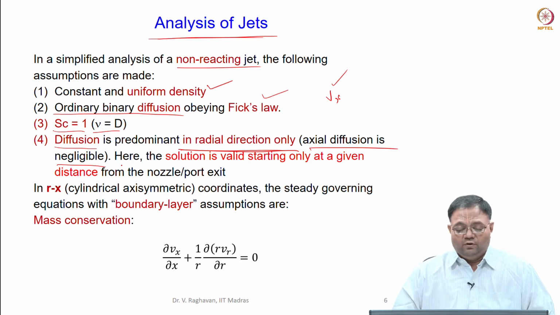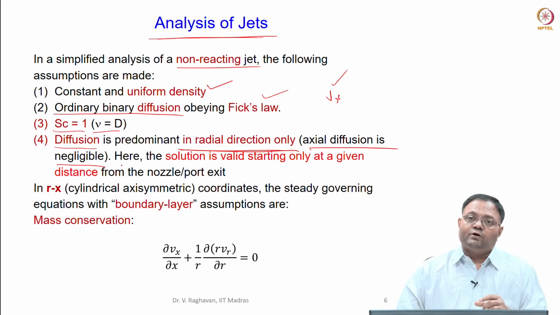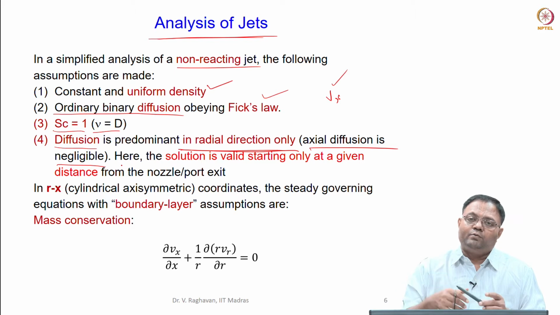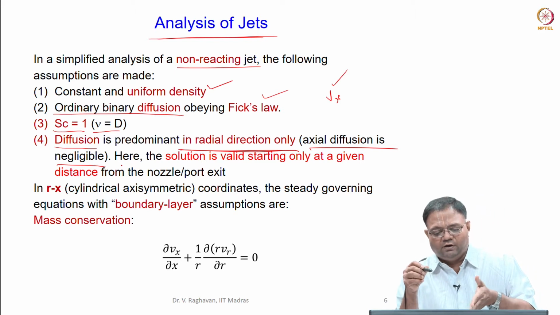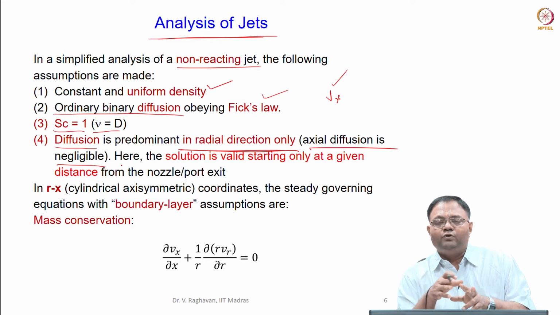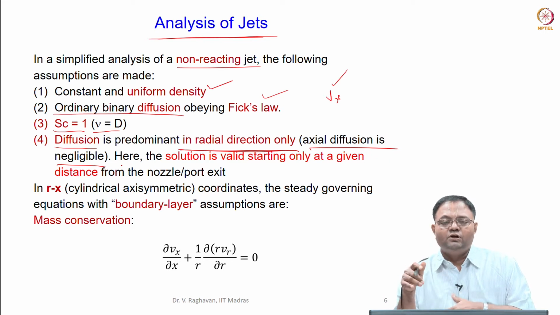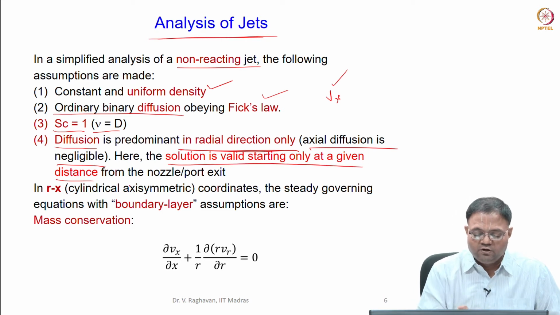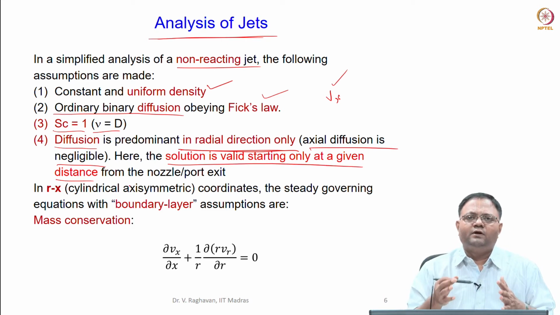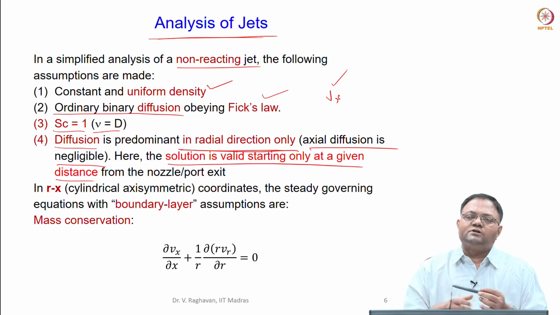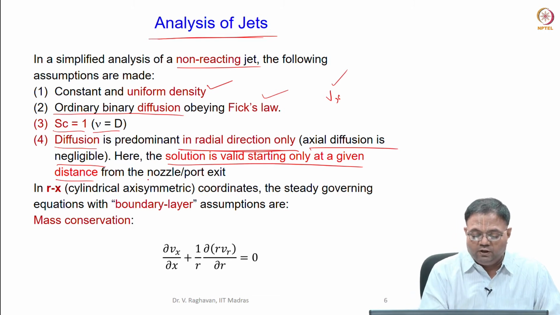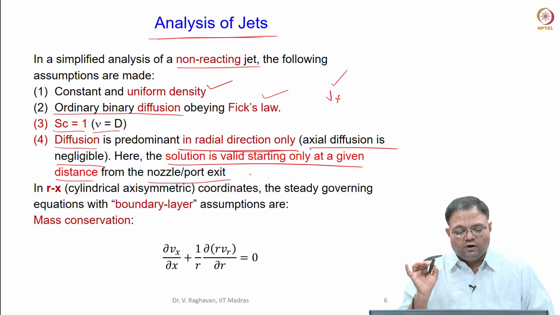This means I cannot consider the initial potential core region, where the velocity has not even decayed properly. In that position, we cannot ensure the diffusion in the radial direction. So, this solution will not start until a given distance from the nozzle exit. In the potential core, the diffusion effect in the radial direction does not come in so promptly. So, we cannot take that. This solution will be valid only from a given distance from the port or the nozzle exit, that we have to understand. That is fine.